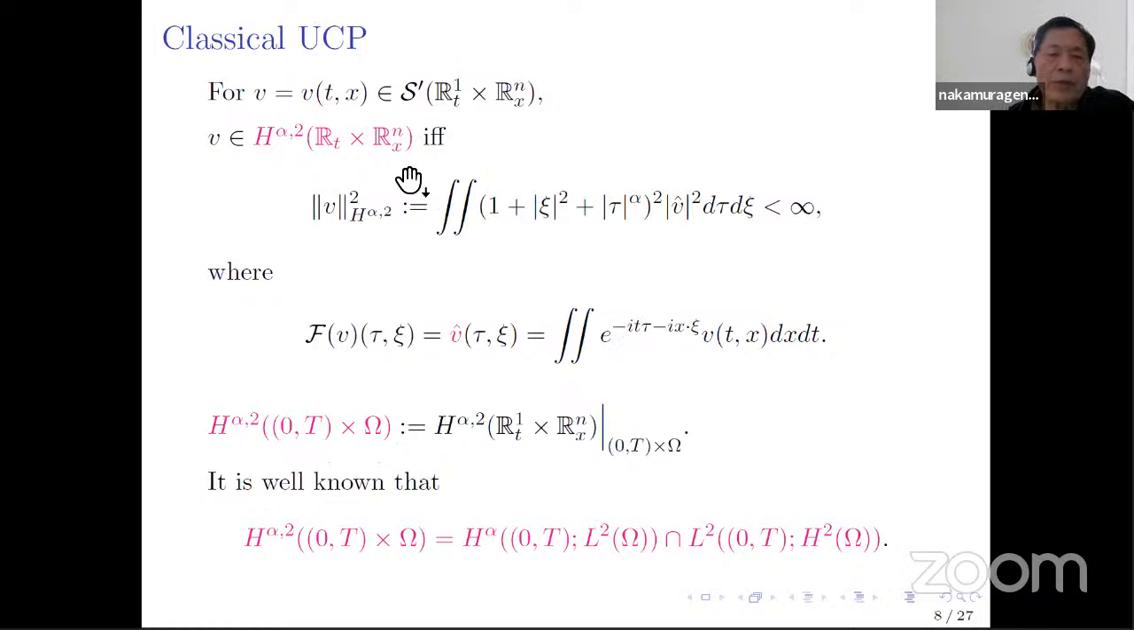Now for a tempered distribution v, I define this function space as follows. The v is in this function space if and only if the square of this norm is finite, where this hat is just the Fourier transform with respect to x and t. This is how this function space is defined. Now for this set, I define this function space as the restriction of this function space to this set. It is well known this function space has this kind of description.